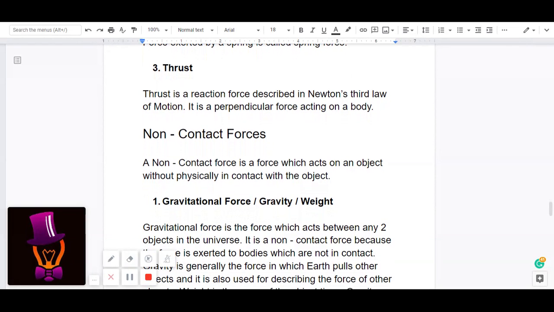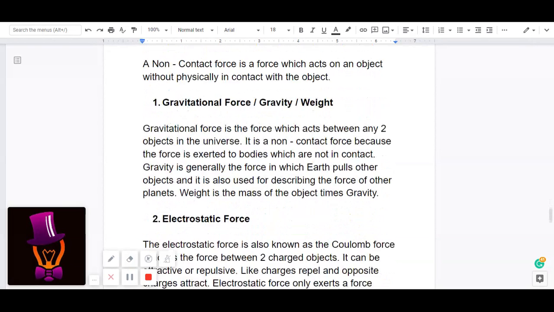Now let's start discussing the non-contact forces. A non-contact force is a force which acts on an object without physically being in contact with the object. Contact forces are forces which only act when the objects are touching, but non-contact forces act when the objects are not touching. The first example is gravitational force, or gravity, or weight. Gravitational force is the force which acts between any two objects in the universe. It is a non-contact force because the force is exerted between two or more bodies which are not in contact.